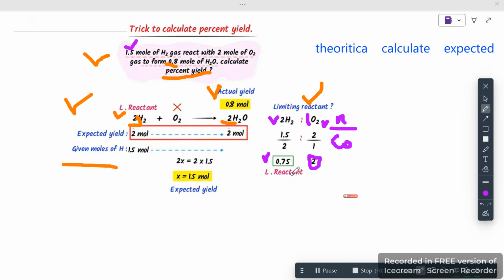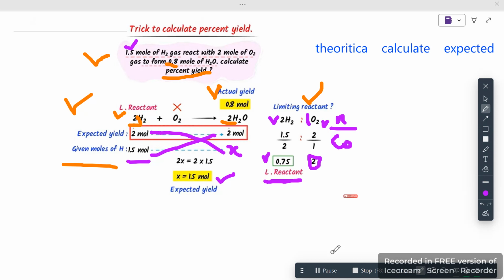So now you can look into which is limiting. Simply put, this is the limiting reactant. Okay, this is the limiting reactant. I'm sure you're getting it. So now here we need to find X. We have the given moles of hydrogen, which is 1.5 moles, as written in the question, and here we are just writing X. So we'll cross multiply: 2x, and 1.5 multiplied by 2, and we find 1.5 moles.